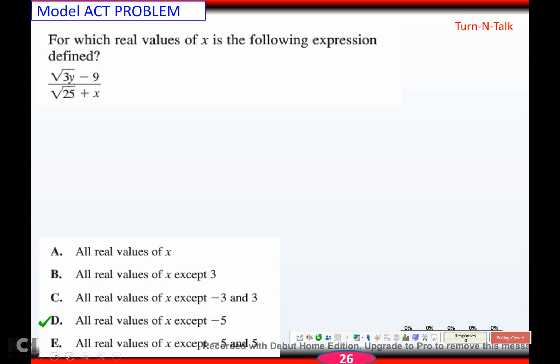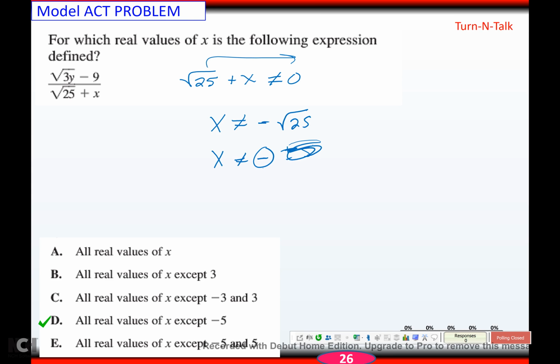Okay, for which real values of x is the following expression defined? Everywhere except for when the square root of 25 plus x can never equal 0, because your denominator can never equal 0. So there's a couple ways you can solve this, okay? If I get x alone, I'd minus the radical off, move this to the other side. So I'd say x can never equal a negative square root of 25. Well, again, most of the time when we do a square root, we do plus or minus. But this is telling me they just want the negative one. So x can never be negative 5 here.